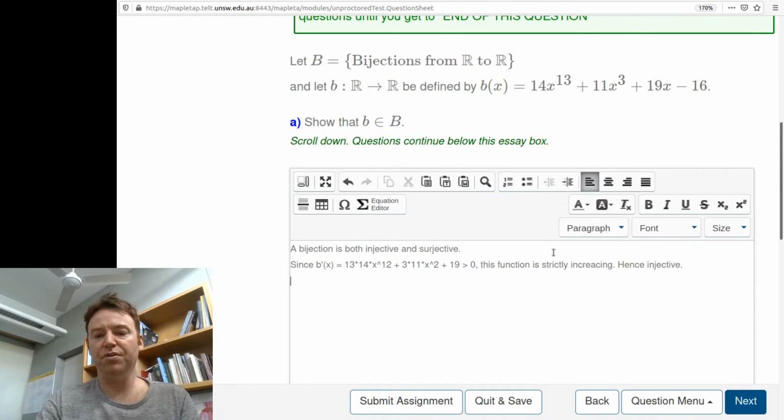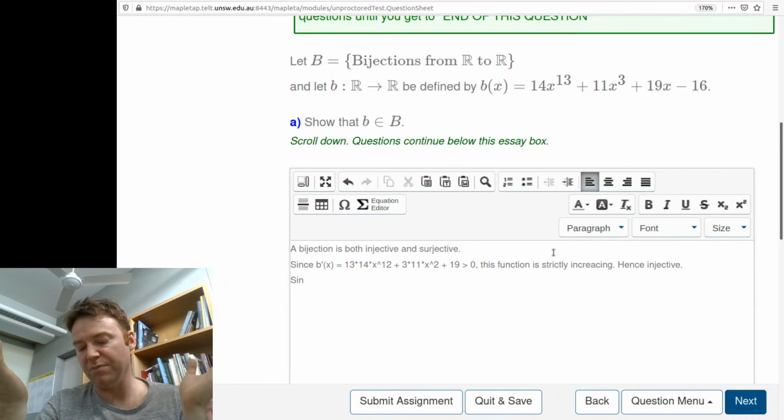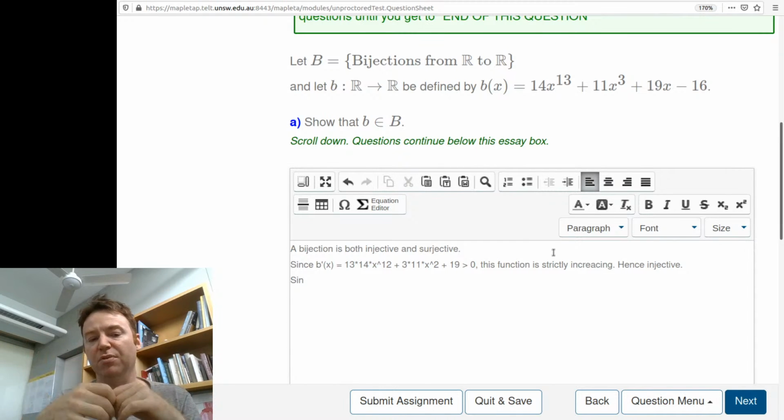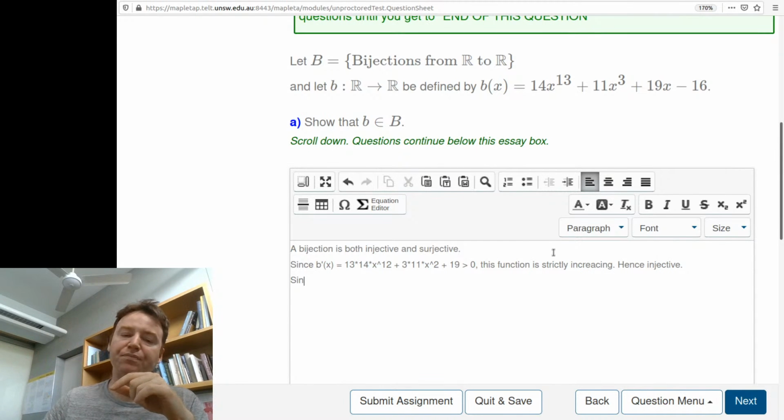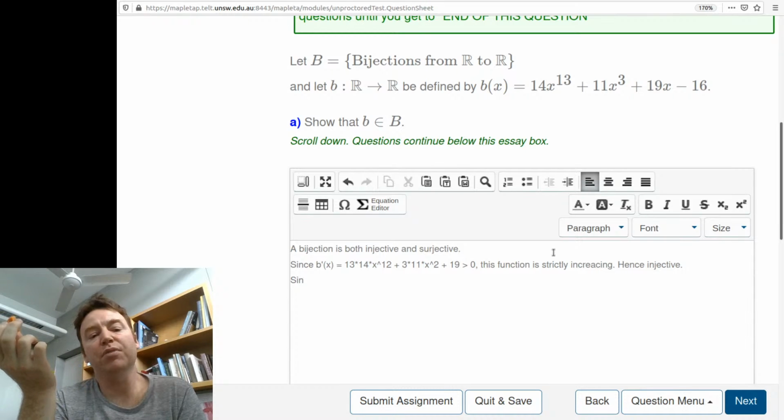It's also surjective. How do I know that it's surjective though? Well, it's a continuous function. So remember, surjective means its range is equal to its codomain. So for this one, I want to say something like, well, for any element of the output.